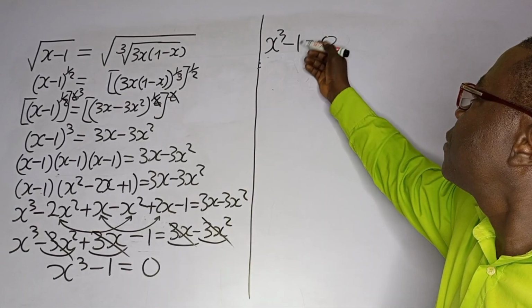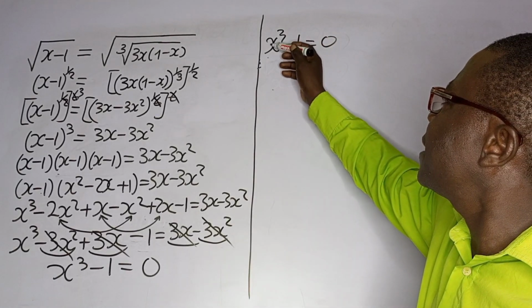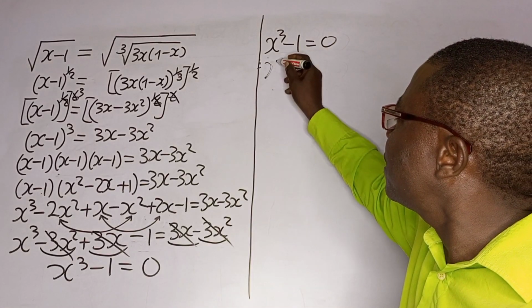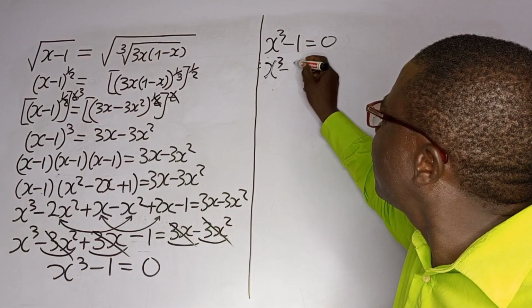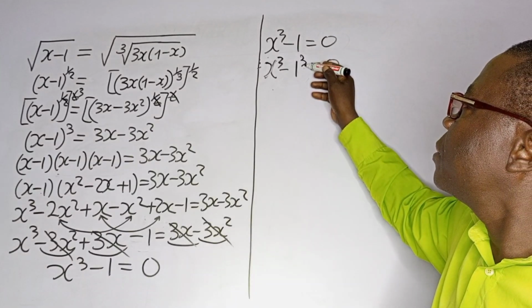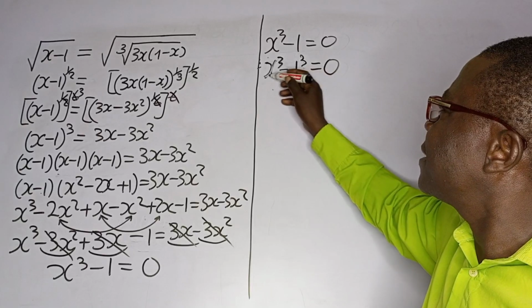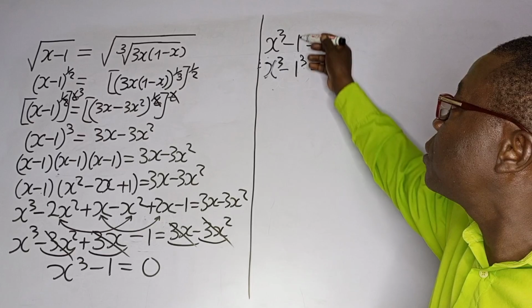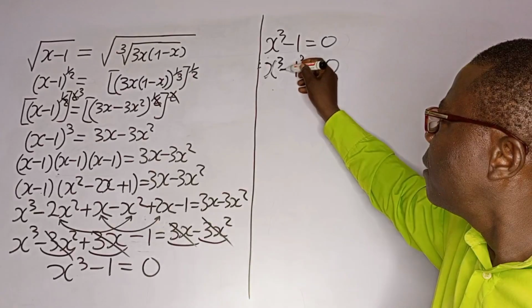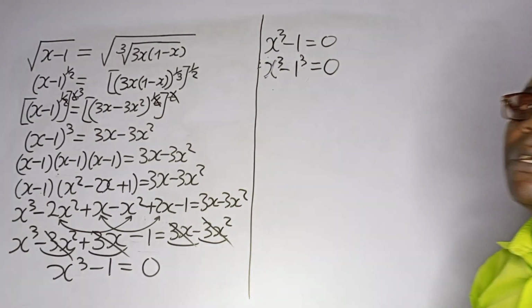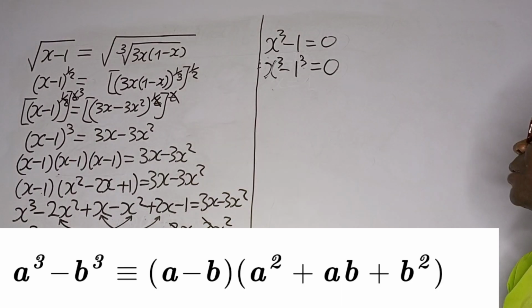Okay, so we have to solve x cubed minus 1 equals 0. We can see clearly that x cubed minus 1 is actually a difference of 2 cubes, because we can write this as x cubed minus 1 cubed. Writing 1 as 1 cubed makes us see clearly that it's a difference of 2 cubes. It does not change our original equation because 1 cubed is just 1. This helps us apply the difference of cubes identity to solve our equation easily.